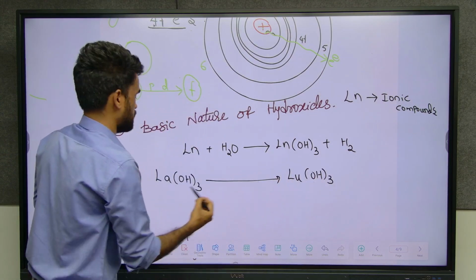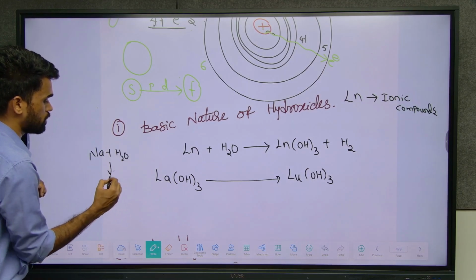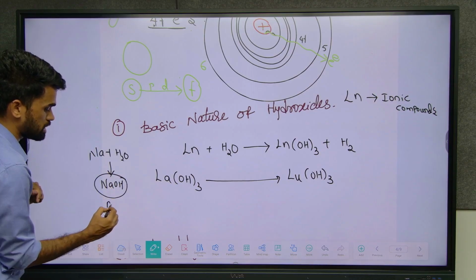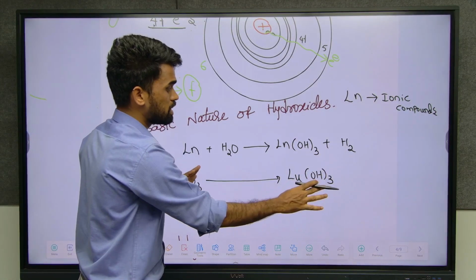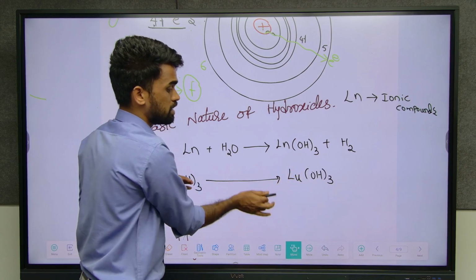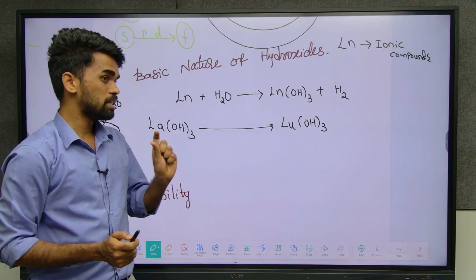If I say sodium is reacting with water, what is the compound formed? NaOH, sodium hydroxide. We know sodium hydroxide is basic. So lanthanum hydroxide is also basic. But they will ask which is more basic out of these. How can you answer this? Do you remember Fajan's rules? What do Fajan's rules say?